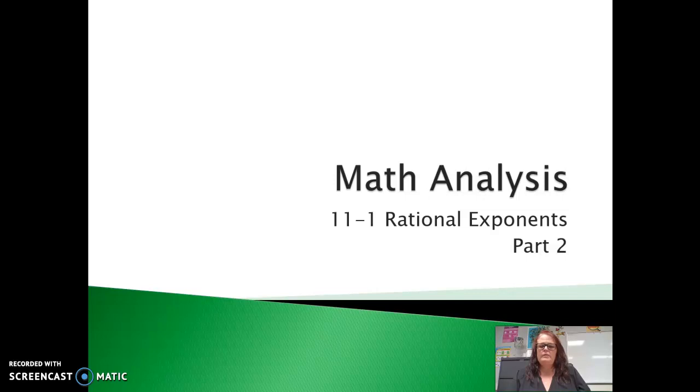So in part one, we got some good power rules, exponent rules that we used with integers, and now we're going to learn how that rational part comes into play. And remember that the word rational has the word ratio in it, which means that it's a ratio of two integers. So we're talking about numbers that have exponents that are a ratio of two integers.